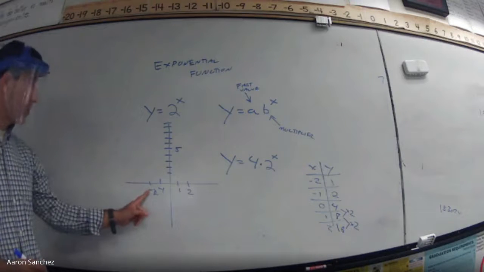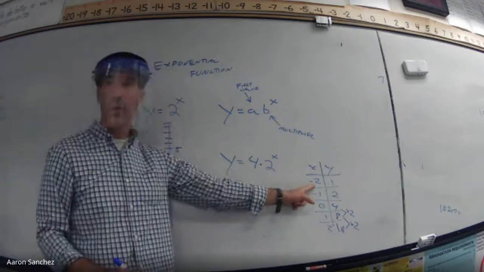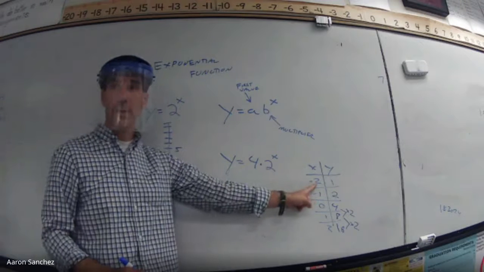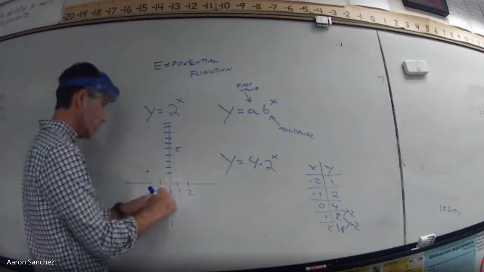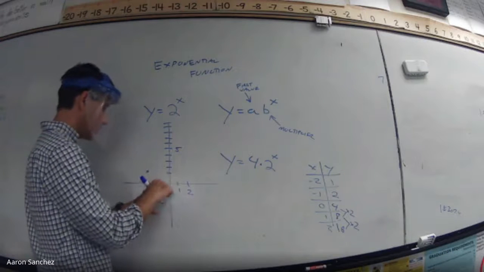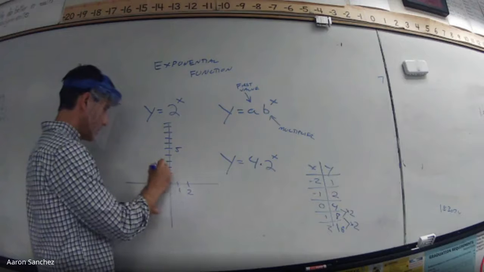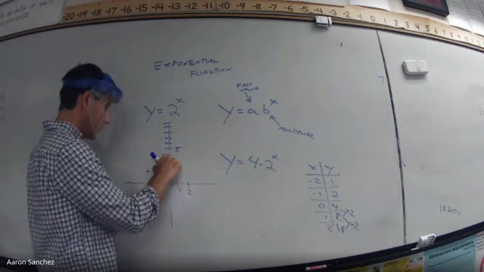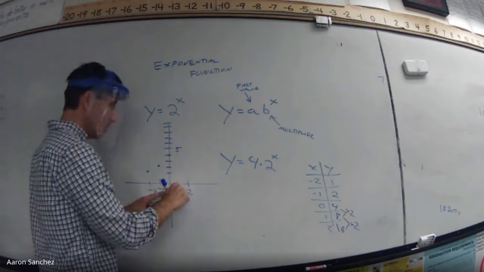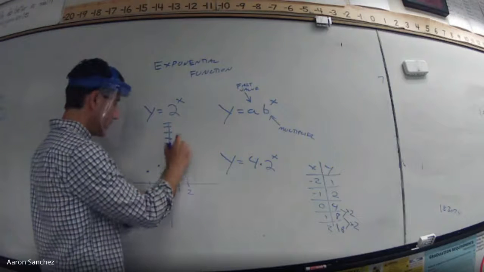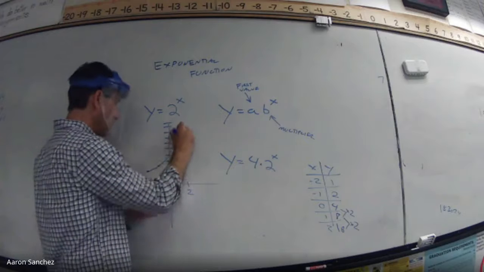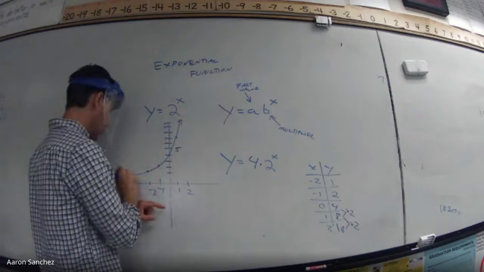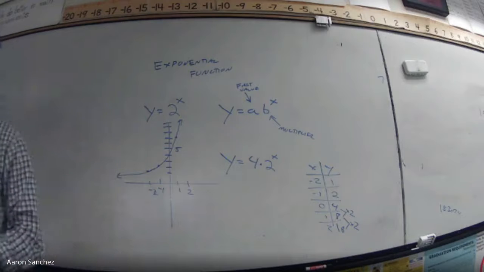So, at -2, I go up 1. This tells me at -2, I go up 1, which is right there. At -1, I go up 2. At 0, I go up 1, 2, 3, 4. And then at 1, I go up to 8, which would be here. And so the exponential function would look like this. That's how you graph the exponential function.